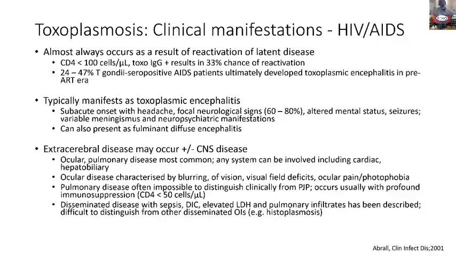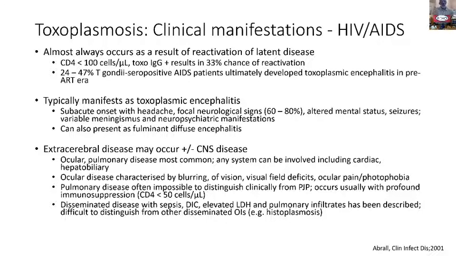It can also present as a fulminant diffuse encephalitis, so essentially the entire brain is under attack by this organism without any evidence of focal involvement. Extracerebral disease may occur with or without CNS disease. Disease of the eye and the lung are the most common, but any system can be involved, most commonly after those two, heart and hepatobiliary, so for example, the pancreas or the liver. Ocular disease is characterized by blurring of vision, visual field deficits, ocular pain, and photophobia.